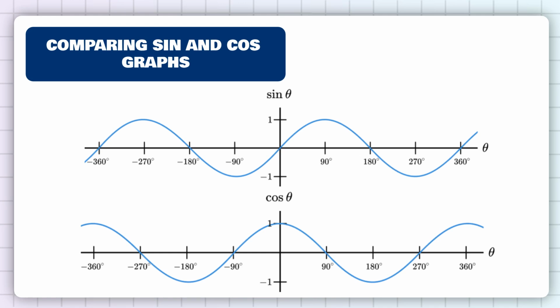In our previous lessons, we learned that translating a graph means shifting it left or right, or up or down. So, if you take the sine graph and shift it 90 degrees to the left, you'll get the cosine graph. Similarly, if you shift the cosine graph 90 degrees to the right, you'll get the sine graph.